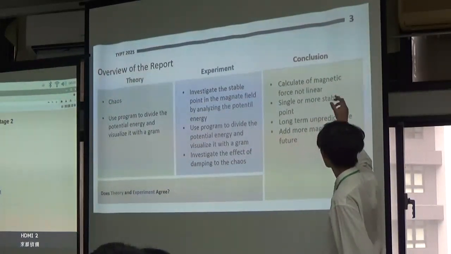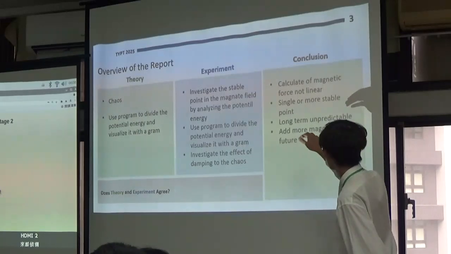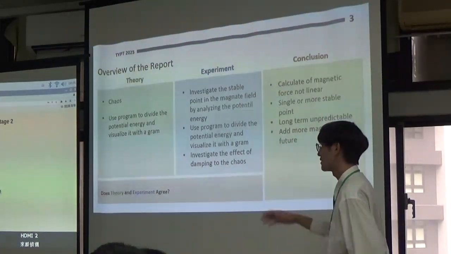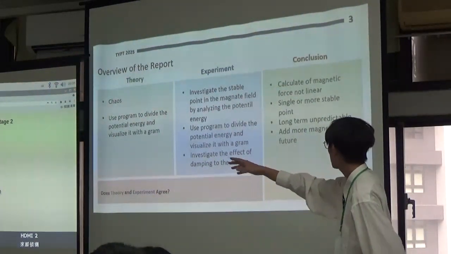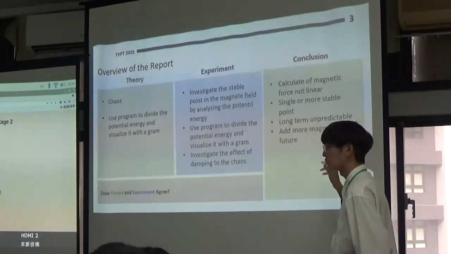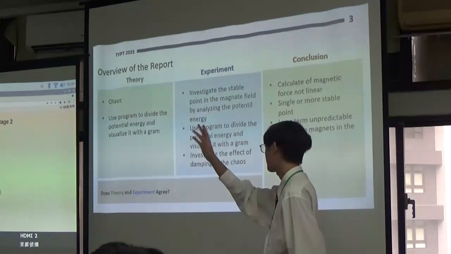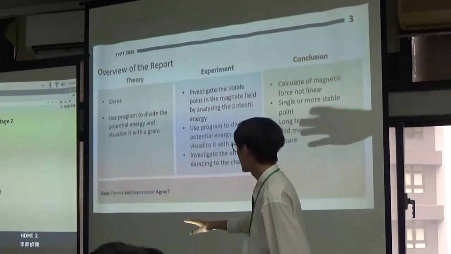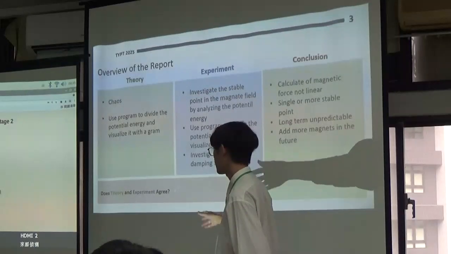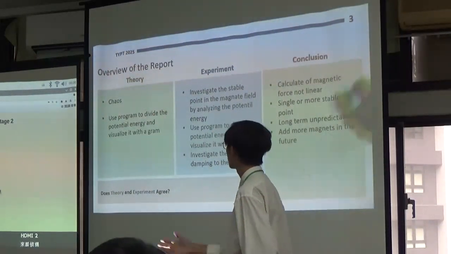In the conclusion part, they calculate the magnet force first, and it is not a linear function. And there are single or more stable points. The long term is unpredictable, like they have shown in the presentation. And they add more magnets in the future. That is their prediction, and their prediction will be shown in the presentation too. And they didn't talk about how the theory and experiments connect to each other.